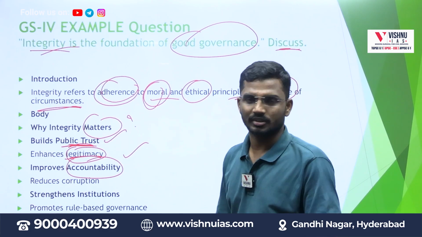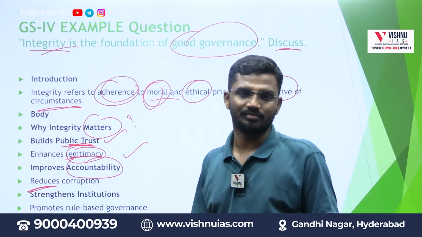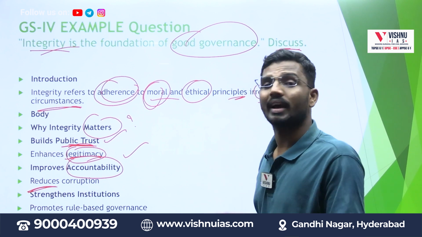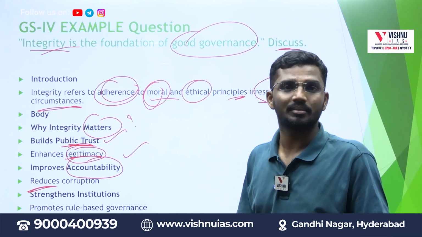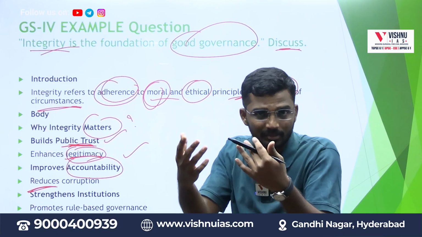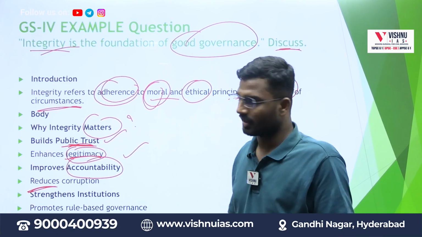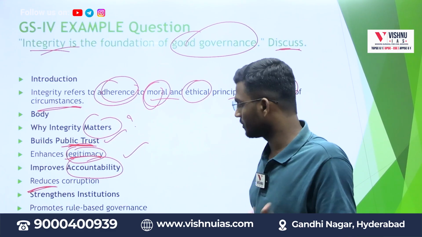It reduces the corruption, because officers with integrity will never go for corruption. So corruption will obviously come down when accountability is there. Accountability means we are reporting whatever we are doing to somebody else who is superior to us. That is what accountability, javabudaritanam anantam. So that will reduce the corruption in the system automatically.